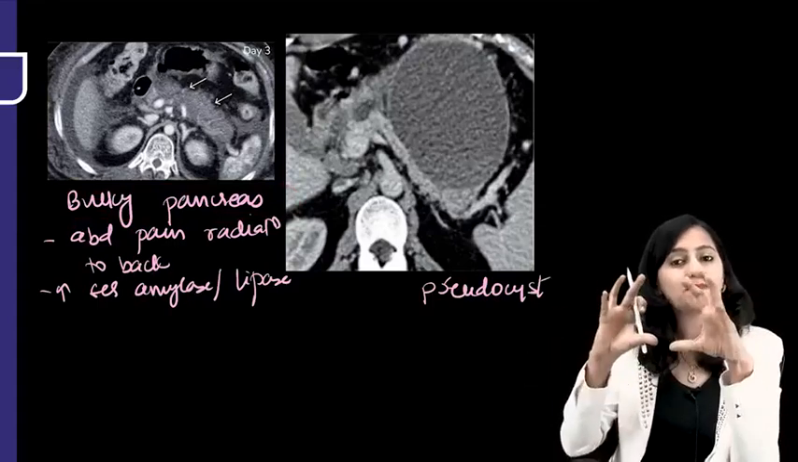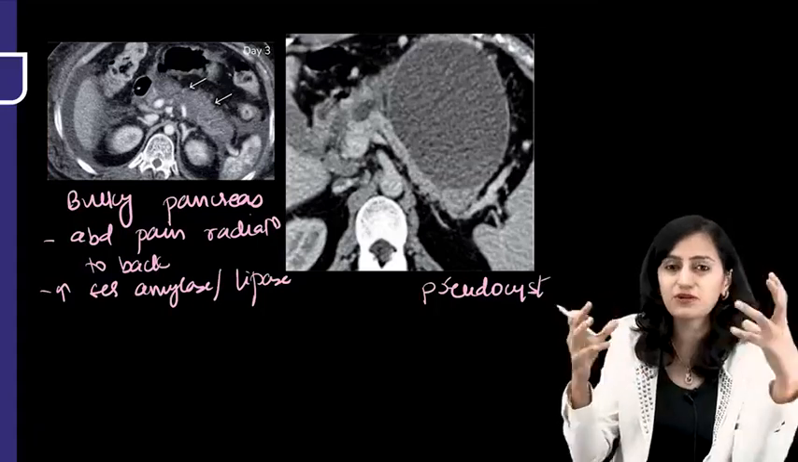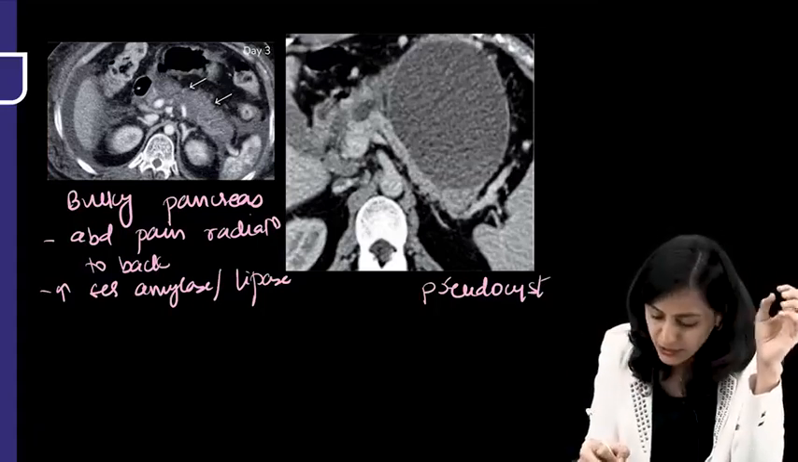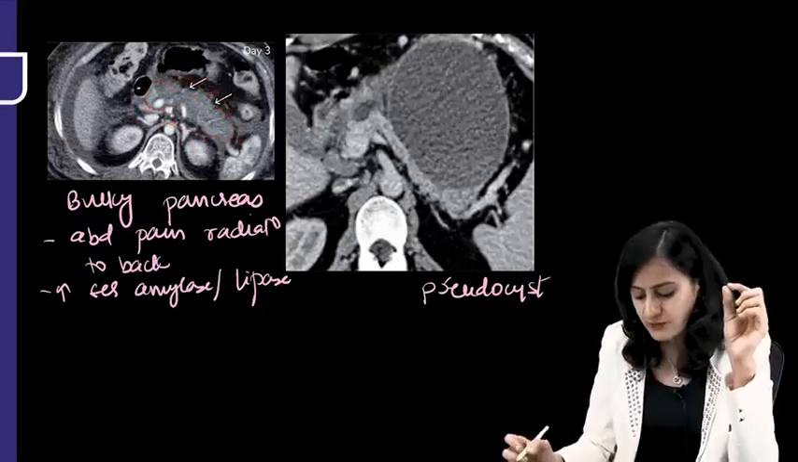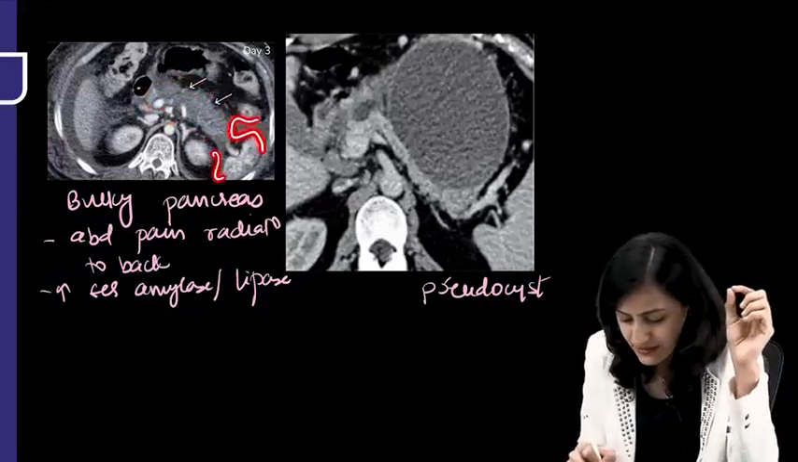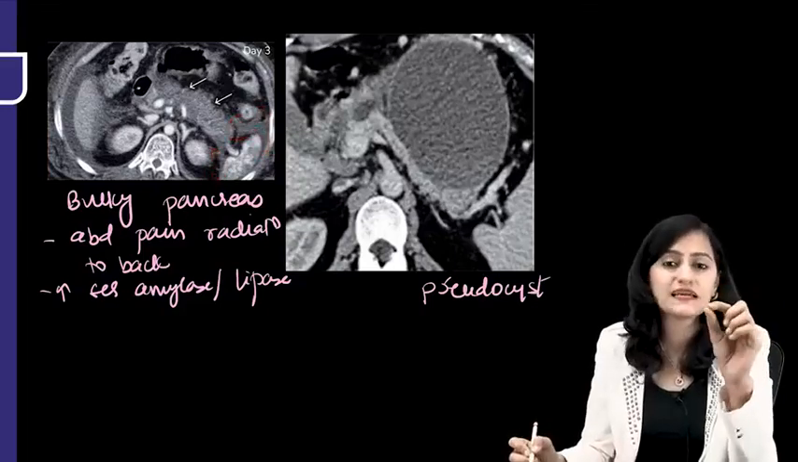In chronic pancreatitis, the pancreas will be atrophic. Fibrosis, atrophic, right? So what you see is a bulky pancreas with the surrounding fluid. The surrounding fluid is what you see in acute pancreatitis.